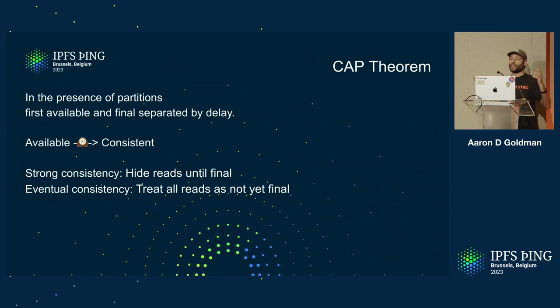If I say no, when I go split brain, stop the world, we're not changing anything until we get back to one brain, now I can stay consistent. I didn't go into that inconsistent state, but at the same time, I have become unavailable because I can't make changes. I stopped the world until I came back together. I argue that this is not actually the right way to think about the CAP theorem.